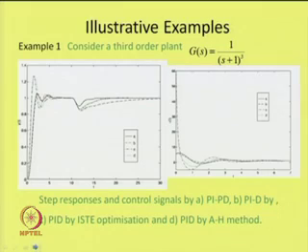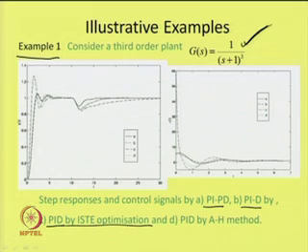Now, we shall go through some more illustrative examples. Let us consider one more example where the process is assumed to have a third order dynamics of this form. G s is equal to 1 upon s plus 1 to the power 3. So, for this third order stable process, PIPD, PI with D in the feedback path and PID controllers are designed by ISTE optimization.